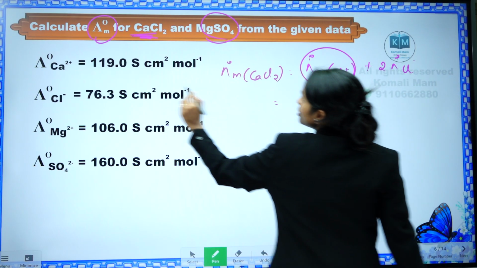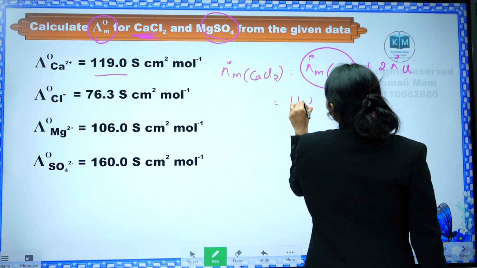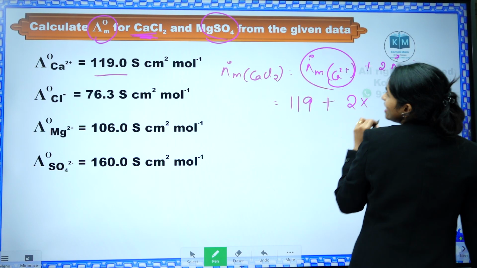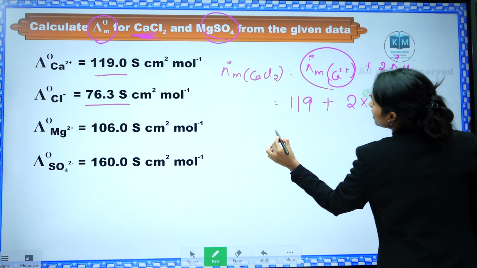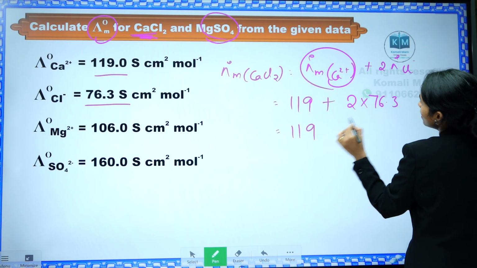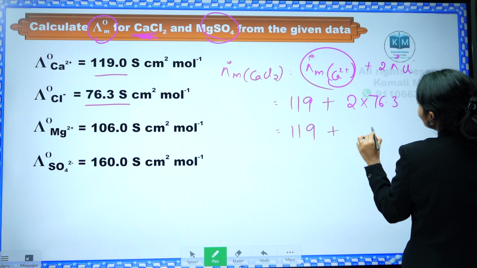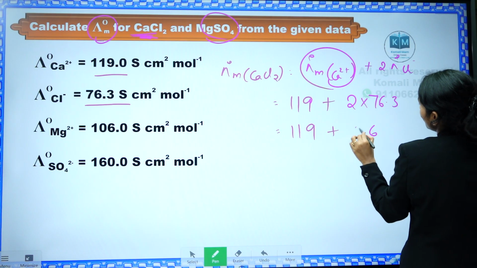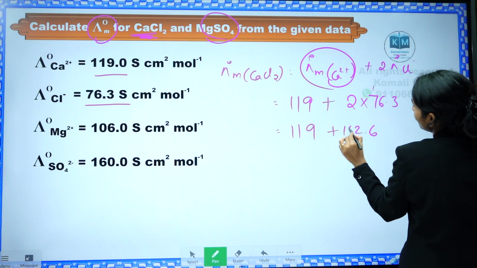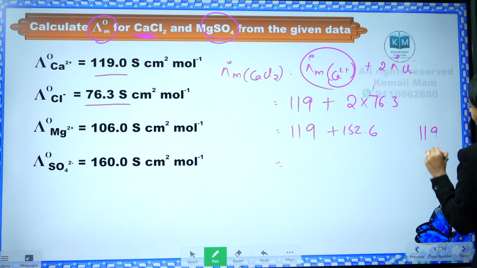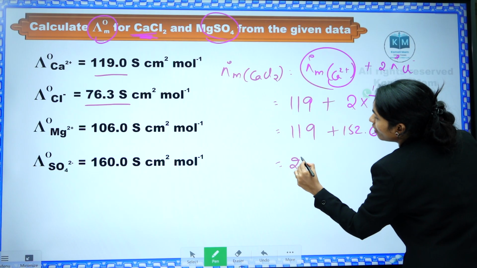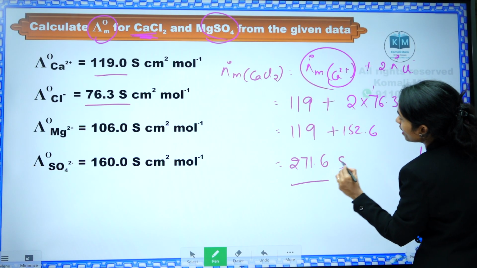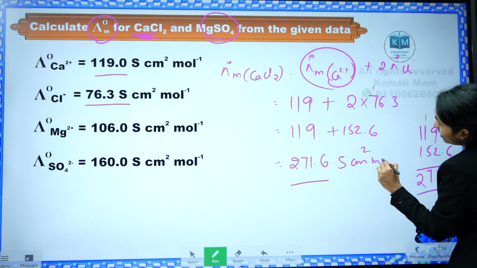Calcium ion value is how much is given? 119, plus 2 into Cl minus, how much is given? 76.3. So 119 plus how much? 2 threes are 6, 2 sixes are 12, 2 sevens are 14, plus 1 is 15. Then we'll be getting 119 plus 152.6, which is 271.6. Write the units: Siemens centimeter square mole inverse.